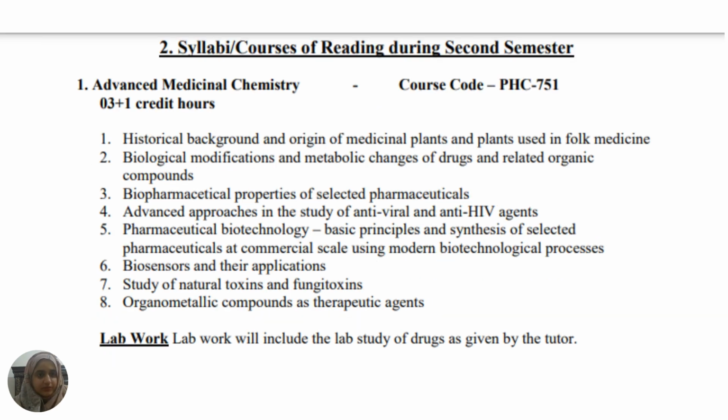Next, we have the second semester, which has the first subject, advanced medicinal chemistry, which has 3 plus 1 credit hour, and it includes the background and origin of medicinal plants, biological modification and metabolic changes of drug, biopharmaceutical properties, and antiviral and anti-HIV agents, and pharmaceutical biotechnology, biosensors, and study of nature toxins and fungitoxins and organometallic compounds. And it also has 1 credit hour of lab work.